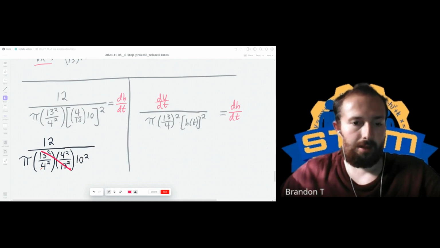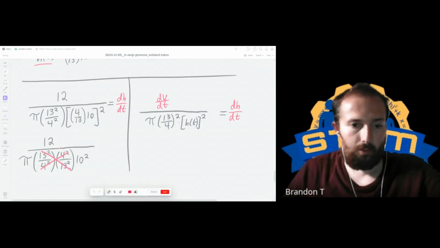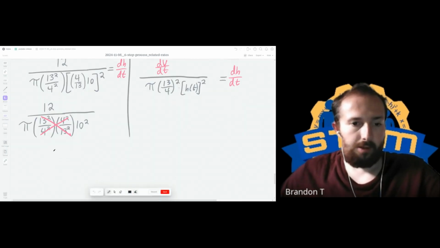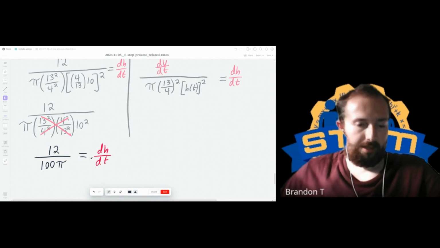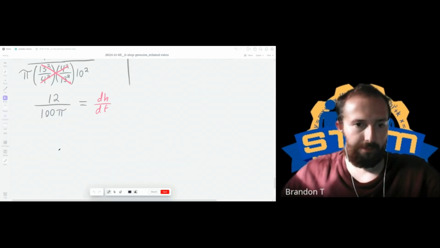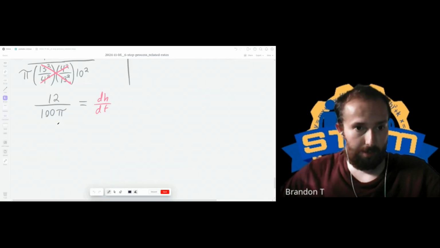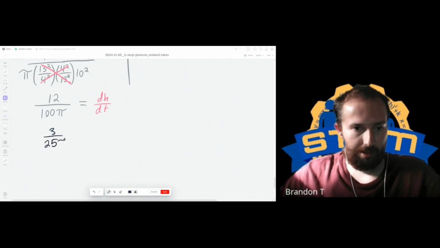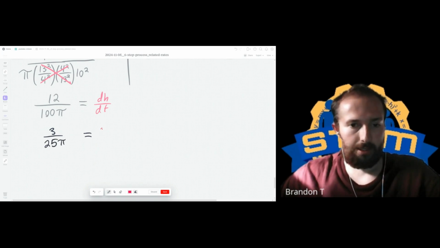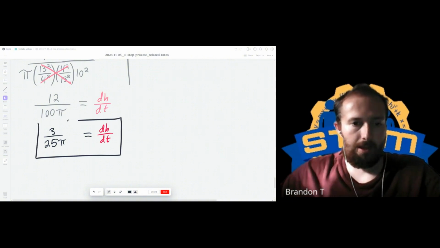And this, you can see, this is what I was talking about before. Those actually cancel out. So at the end, what do we get? We get 12 over 10 squared, that'll be 100 pi. That is dH dt. And then here we can simplify it down. If we simplify it down, divide the top and bottom by 4. So we'll get 3 over 25 pi. So that should be dH dt. So there we go. That's our answer.